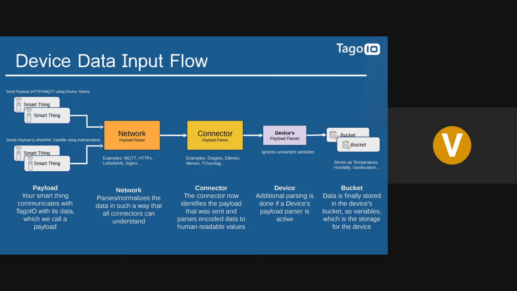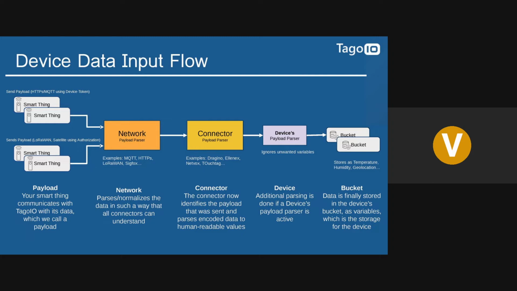So your connector runs right after the network, and it includes only the payload parser regarding information about this specific device type. Some examples of a connector are Dragino, LNX or Netvox device models. And one example is for LoRaWAN devices: it will usually receive a payload and a port, and will decode this payload and port to human readable values.